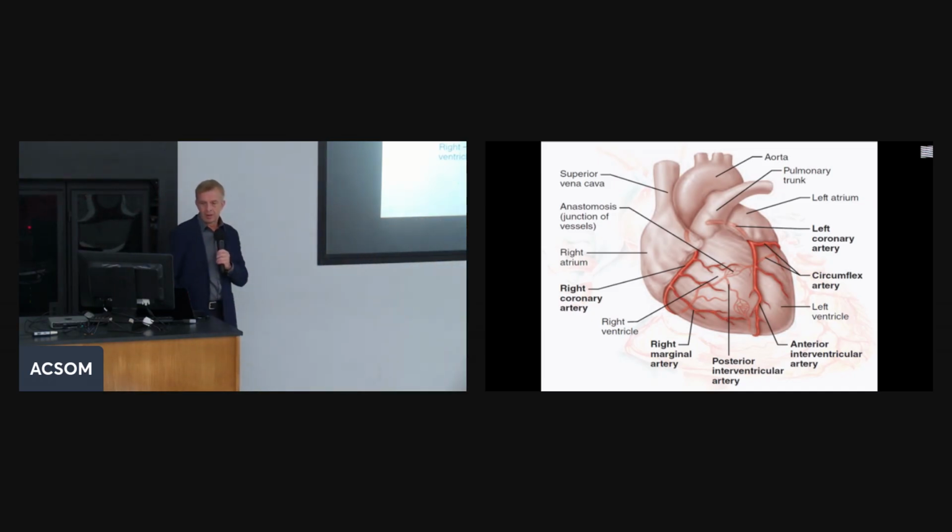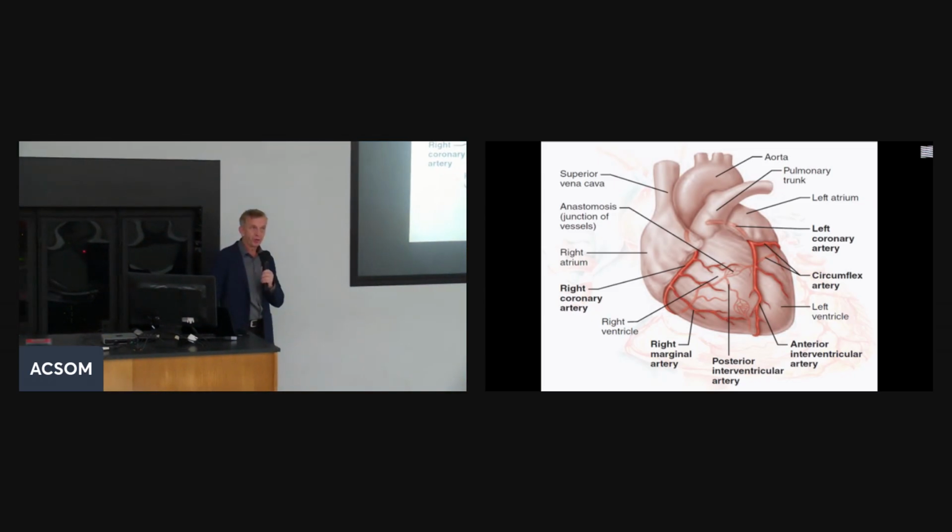So patients who come with myocardial infarction: anterior wall myocardial infarction is caused by occlusion of the left anterior descending artery, lateral or anterolateral infarction is caused by the occlusion of the circumflex artery, and inferior infarct is caused by the occlusion of the right coronary artery.